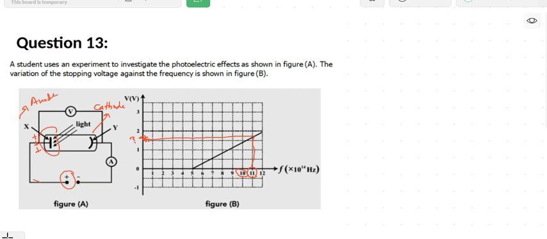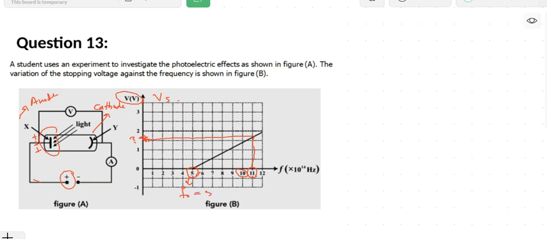If it gave me an exact value, at that time I could simply read the stopping potential from the y-axis, because this is V stopping. But if it's not clear, at that moment I need to calculate. So here, don't forget that the x-intercept is the threshold frequency. So he's giving me the threshold frequency.